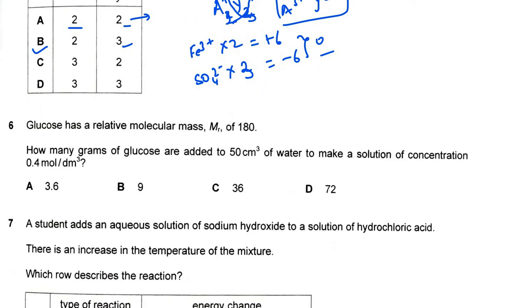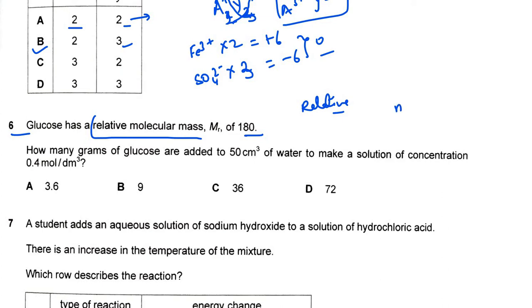Now let's see question number 6. Glucose has relative molecular mass 180. In the comment box, please tell me what is the meaning of relative molecular mass. Why am I telling you? Because when you write in a comment box or anywhere, it will build up your memory, you know, that yes, you have written it somewhere, so it will increase your memory also. So please write it down. How many grams of glucose are added in 50 centimeter cube? So how to solve this?